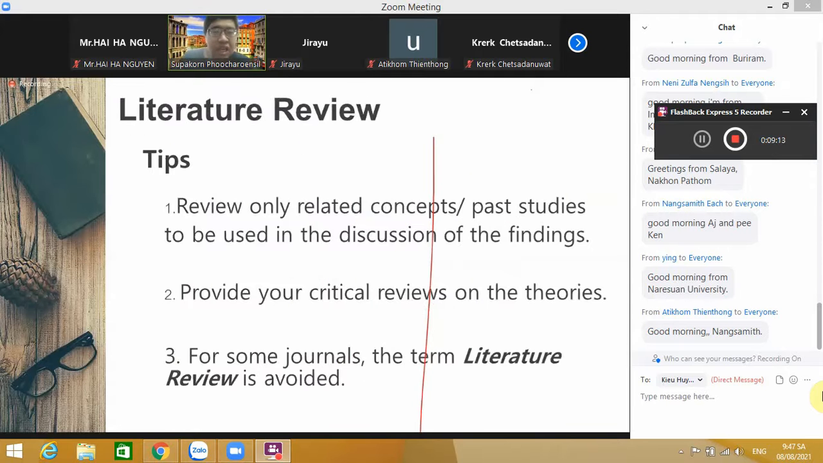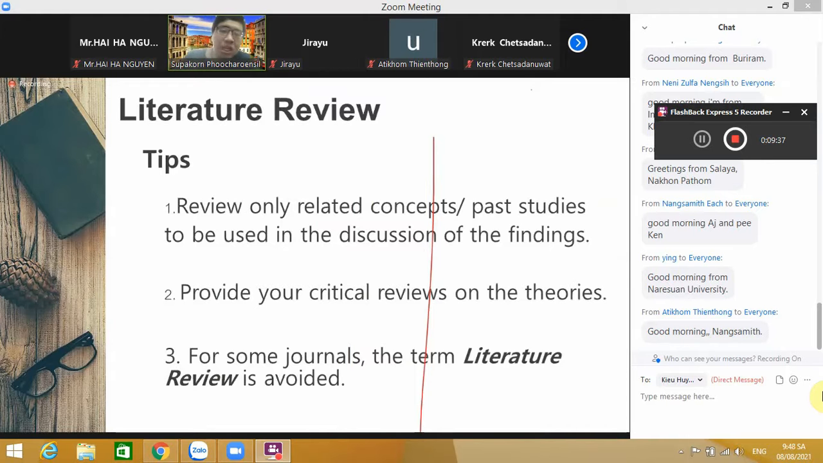Okay. These are tips that are based on my own observation as an editor of Learn Journal. Learn Journal is a Scopus-based journal published by the Language Institute, Thammasat University. I'm going to give you more details later on after the break.